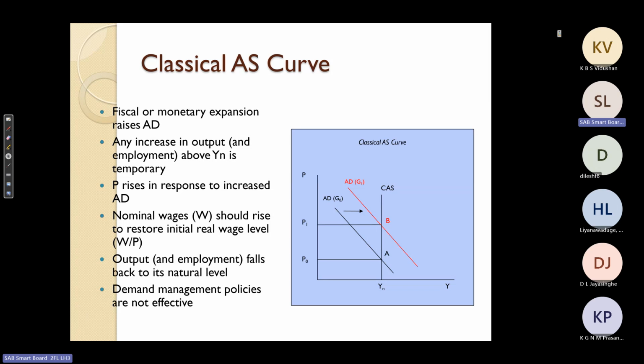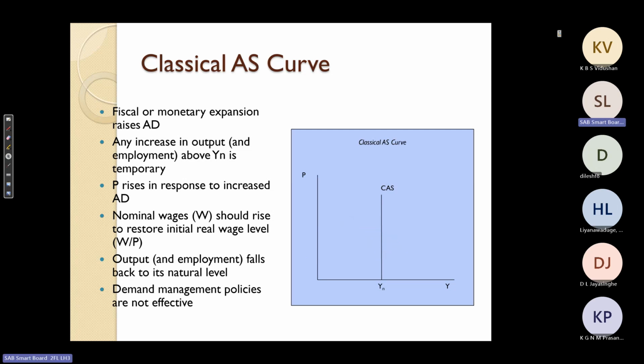Demand side factors are not important; output and employment in the economy depend on the supply side. So the classical aggregate supply curve becomes vertical. Here, even though the government raises expenditure, there will be an impact on prices, that is inflation, as prices increase. But there will be no change in output, and no change in output means no change in employment as well. That is the classical version. Raising government expenditure or the demand side factors is not effective. They believe the supply side factors are more important than demand.